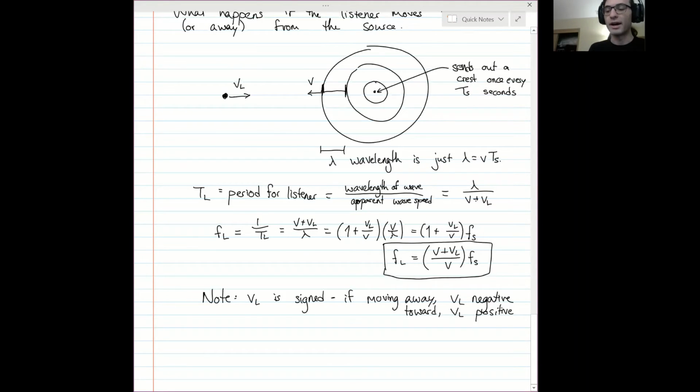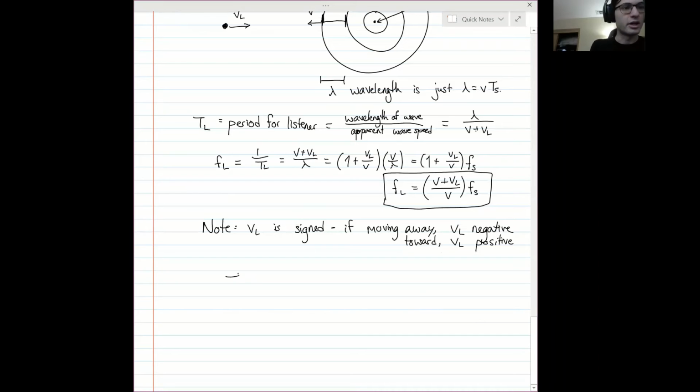So we find out that if the listener experiences a higher wave speed than the standard, then you get a higher listener frequency than the source's frequency, and vice versa.